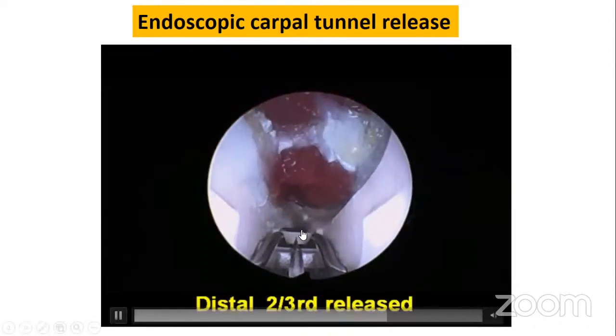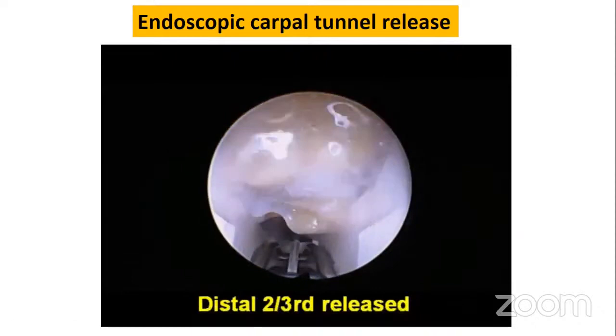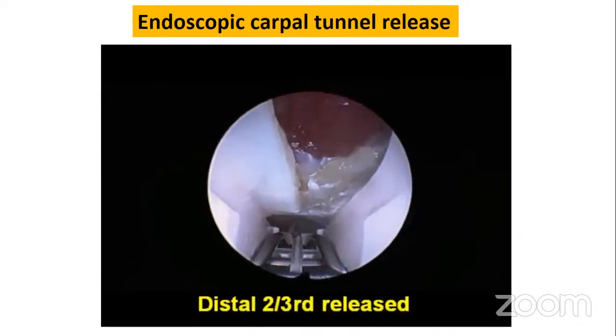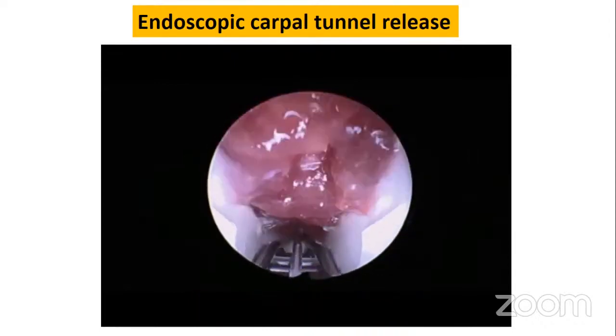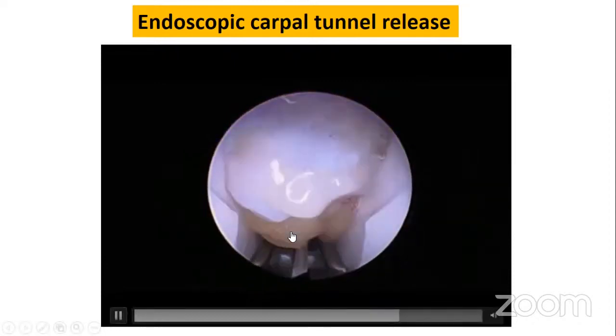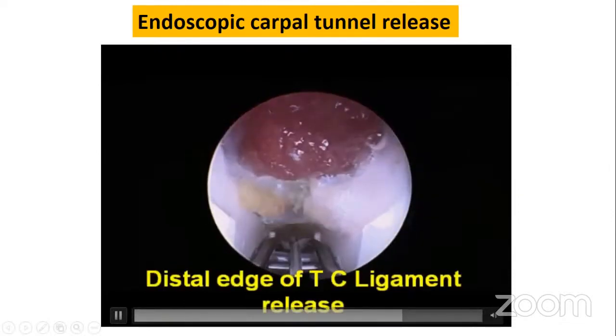Okay, this is the distal edge. Some fibers are remaining there. You can go in, and that is the completion of this. So what happens is the fat prolapses. I'm just going a little more distally there, and this fat prolapses. So that is where your ligament is completely released.